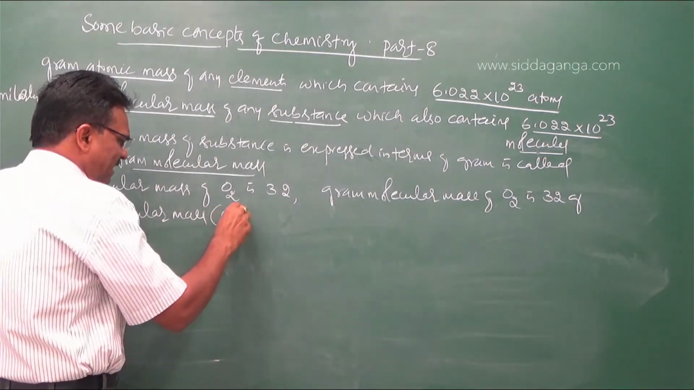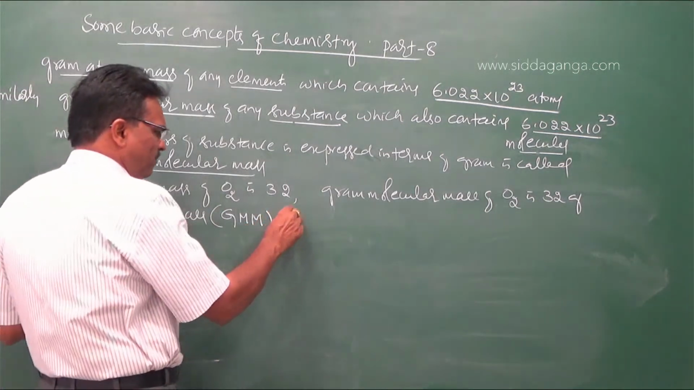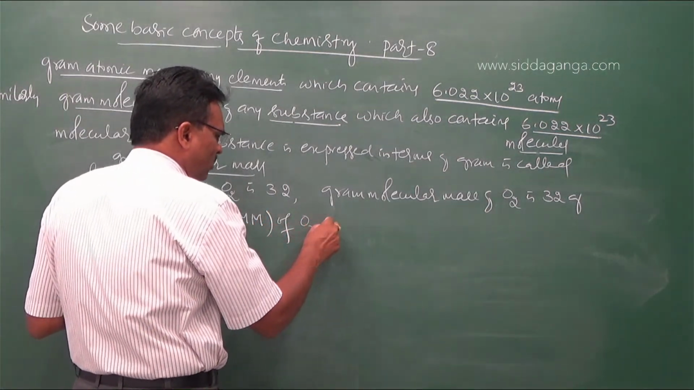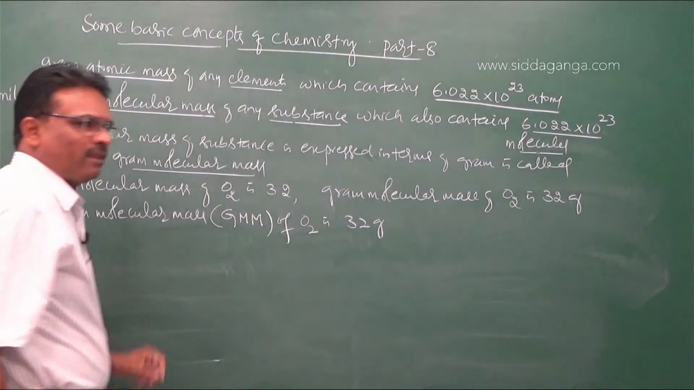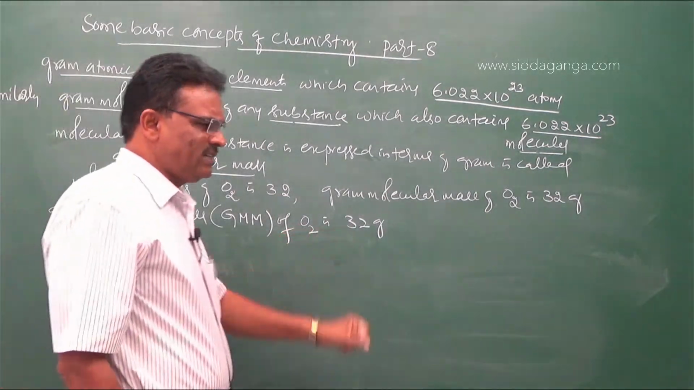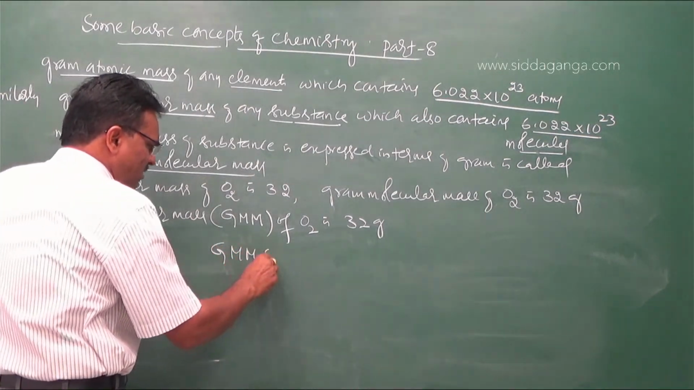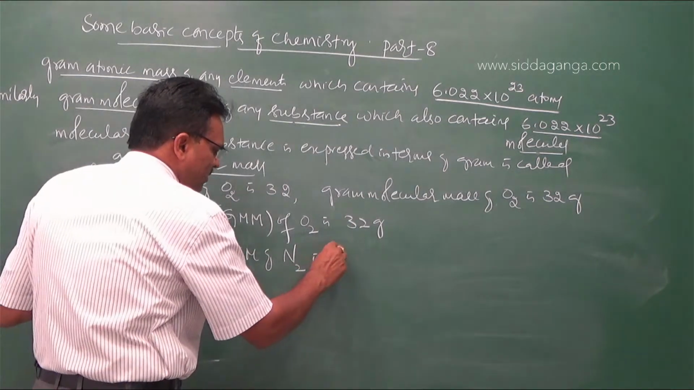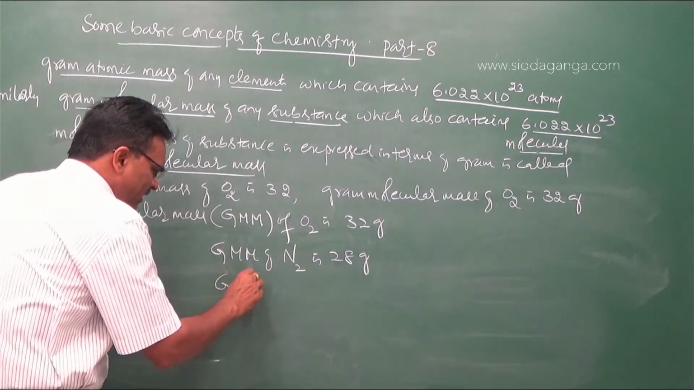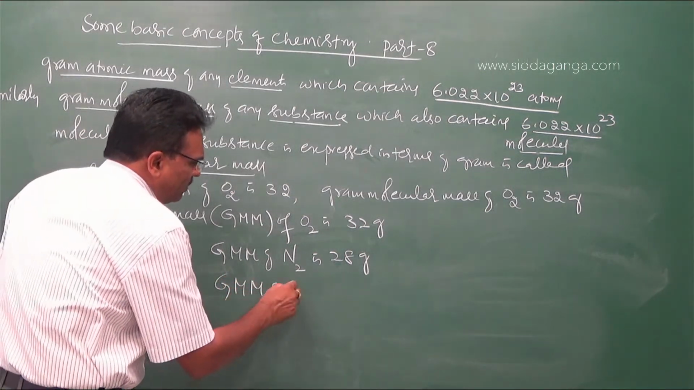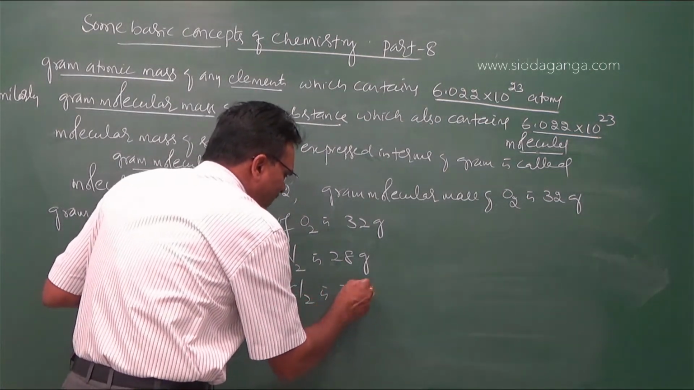So ಇದನ್ನ gram molecular mass ಅಂತೀವಿ. Gram molecular mass of O2 is 32 gram. Gram molecular mass of oxygen is 32 gram. So gram molecular mass of N2 is 28 gram. Gram molecular mass of Cl2 is 71 gram.